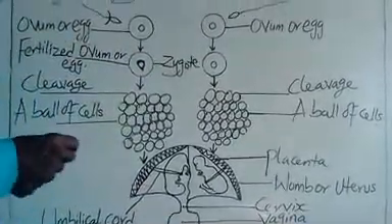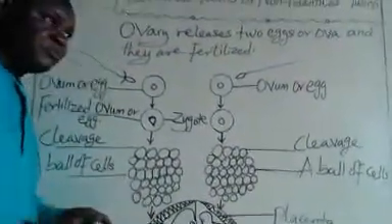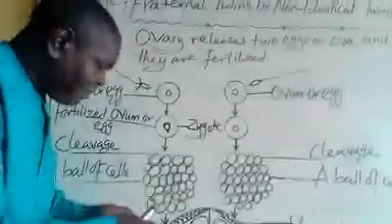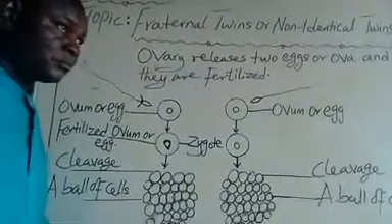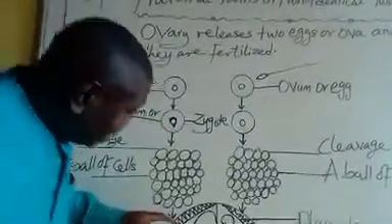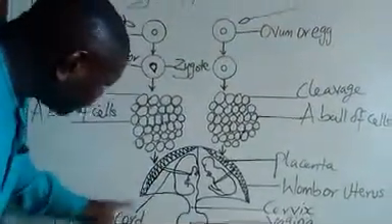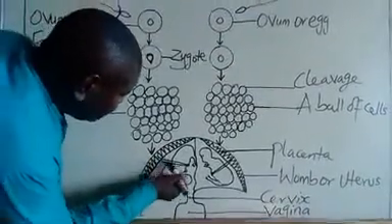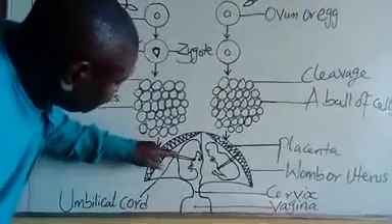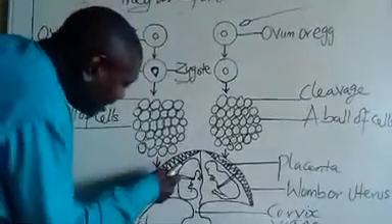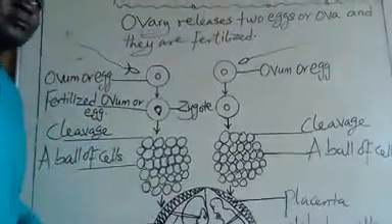Look at it. The placenta has a connection with the bloodstream, with the maternal bloodstream. There is what you call the umbilical cord, as you can see. The umbilical cord is connected to the placenta and at the same time to the baby, to the fetus.